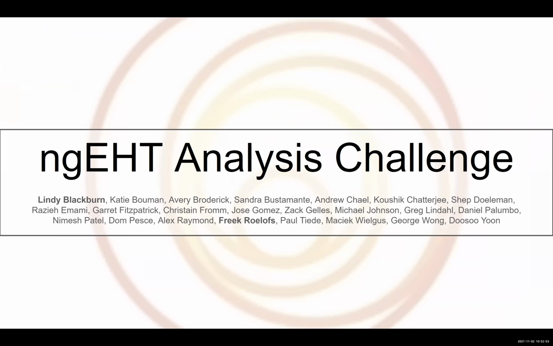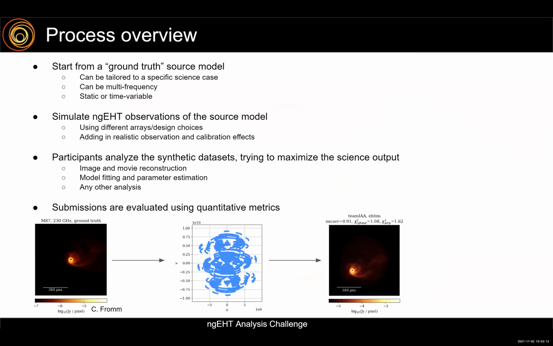Okay, yeah, thank you. So I'll give an overview of the ngEHT analysis challenges that we've been doing for the last few months. I'm coordinating these together with Lindsay Blackburn, and as you can see, we have had help from a lot of people. So what are we doing? We start from a so-called ground truth source model, and this can be tailored to any science case for the ngEHT. So you see on the bottom left an example of an image of M87 where we can see the extended jet in addition to the black hole shadow. And this model can be multi-frequency and static or time variable.